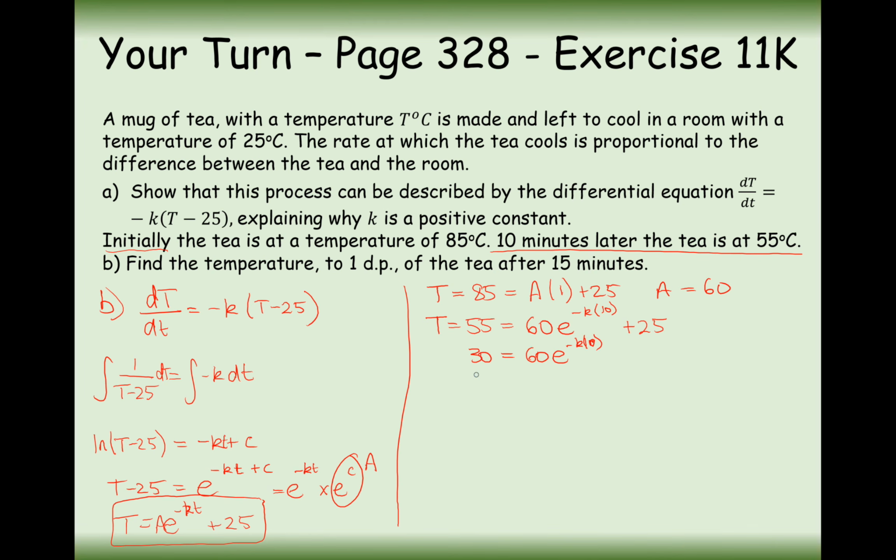Divide both sides by 60, we'll get a half. So it's going to be ln of a half equals minus kt. Now if we think of this ln of a half as minus ln 2, the minuses will cancel. Whoops, it's not t, it's 10. So in this case we know that 10k is equal to ln 2. So k here is going to be equal to 1 over 10 ln 2.